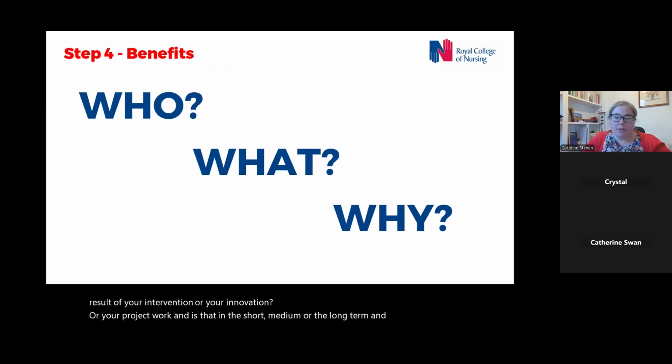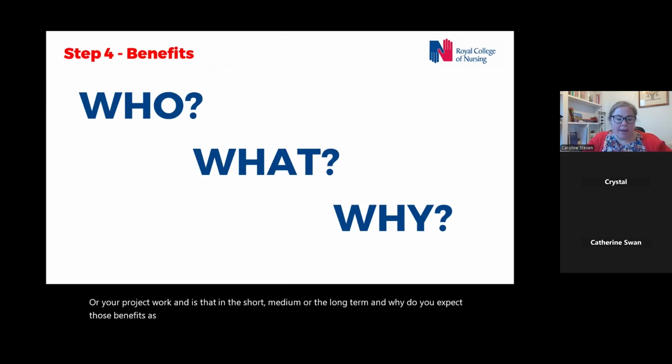And why do you expect those benefits as well? What evidence have you got? What research, models, patient outcome data, etc.